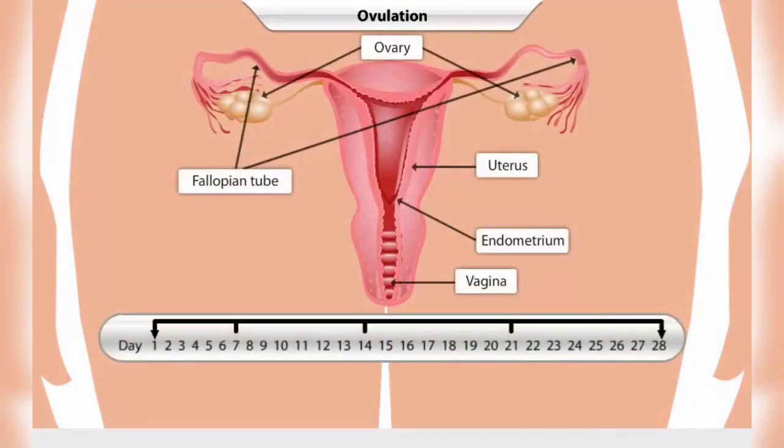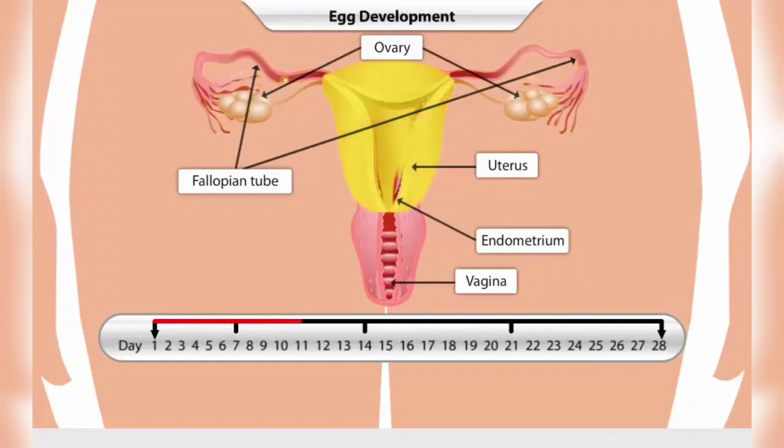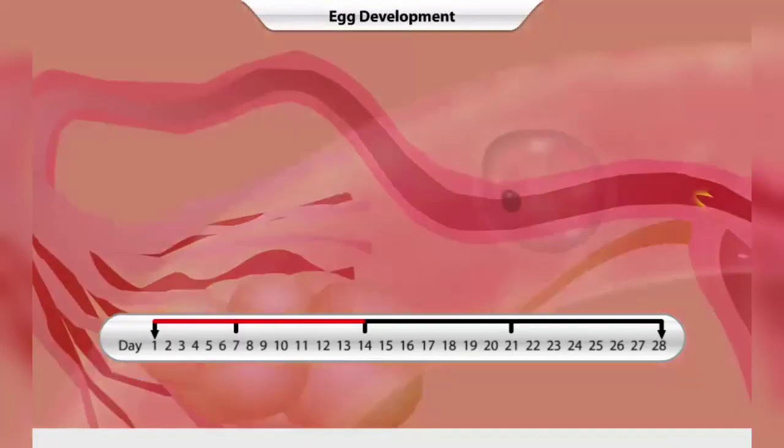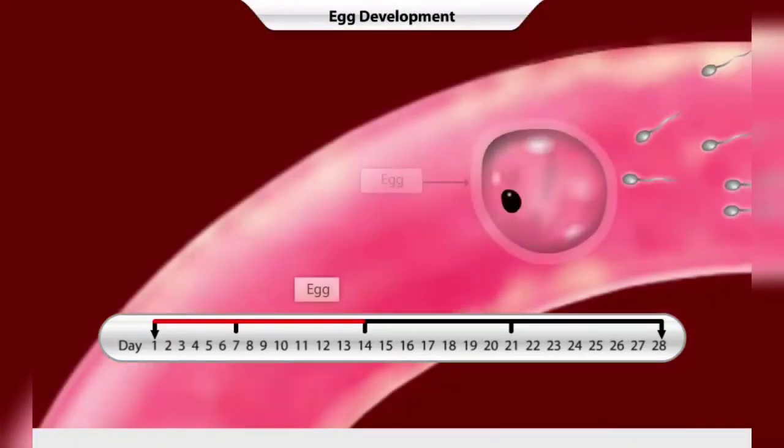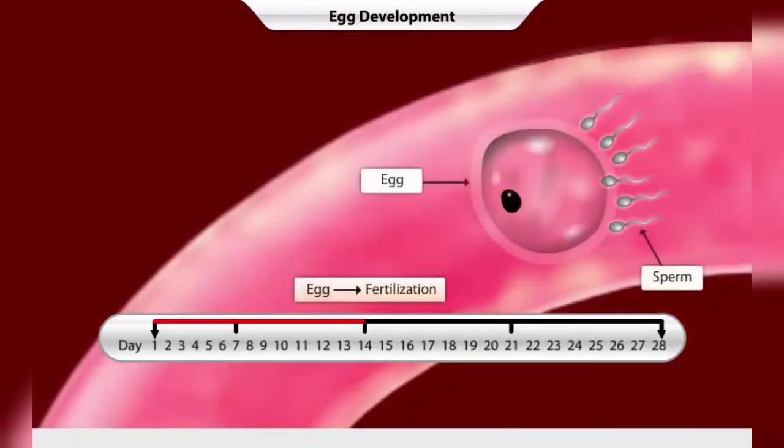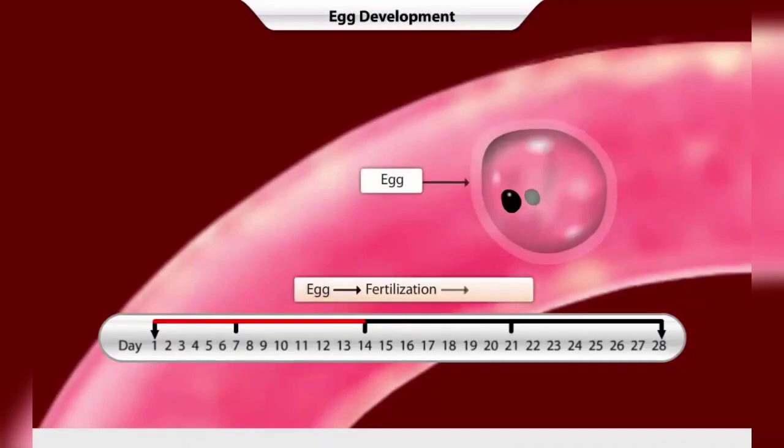At this time, when the ova or egg cells reach maturity, a single egg is released by one of the ovaries in a cycle of about 28 to 30 days. This is known as ovulation. The mature egg travels through the fallopian tube to the uterus. The wall of the uterus becomes thicker in order to receive the egg. If the egg is fertilized during this journey to the uterus and successfully implants, it results in pregnancy.